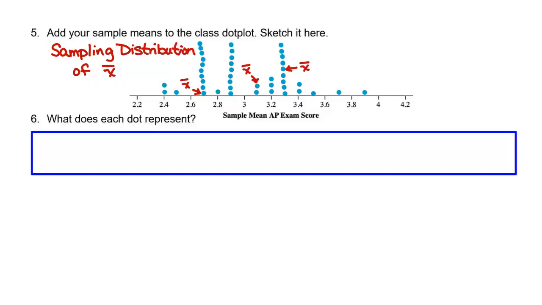Give it a second. Wait, is it X bar? X bar, an X with a line over the top. Oh, I thought it was X half. No, it's an X with a little line over the top. It is X bar.